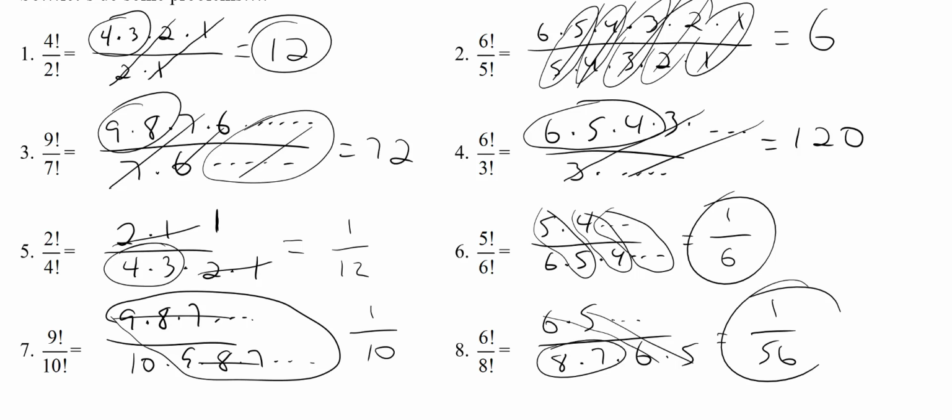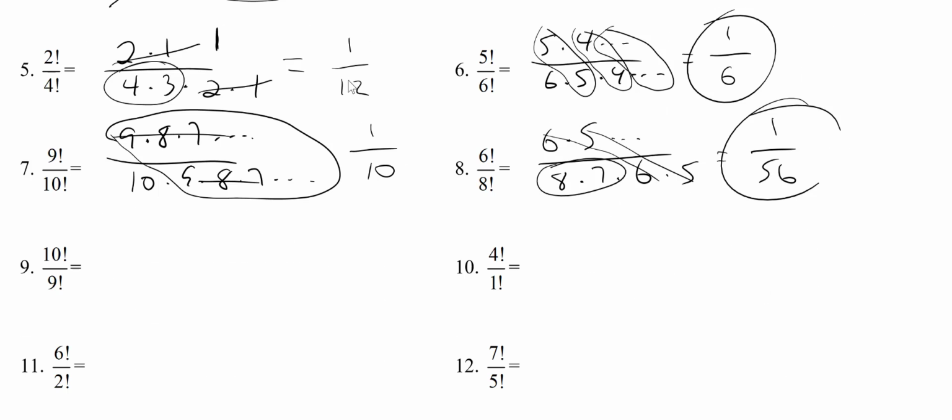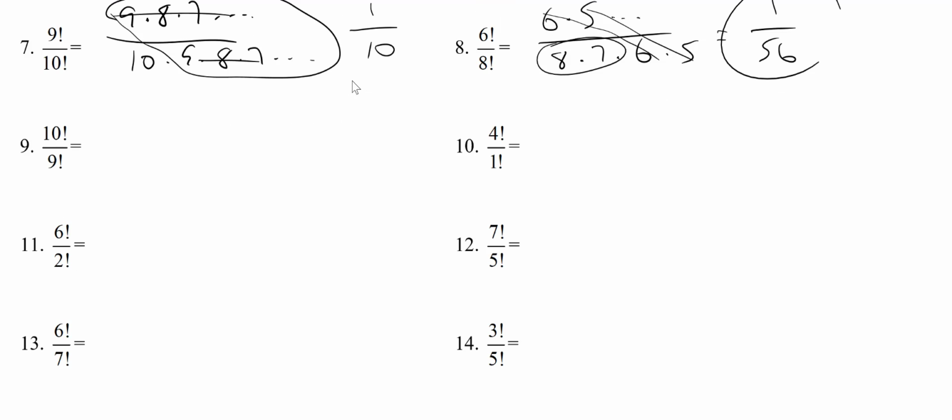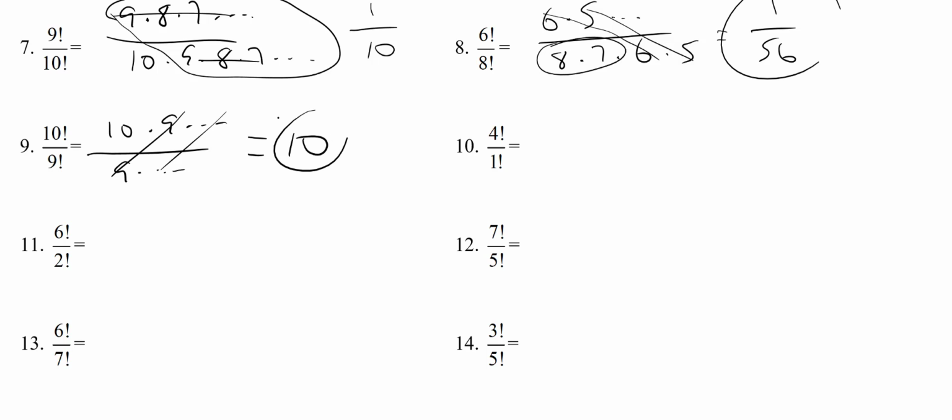Okay, so what you guys need to do is try the next 8 problems. I'm going to do them, but you should try them first, and then you can check them. All right, so I'm going to do it now. So this is 10 times 9, that keeps going, and that's 9 times and so on. So it cancels, and your answer is just 10.